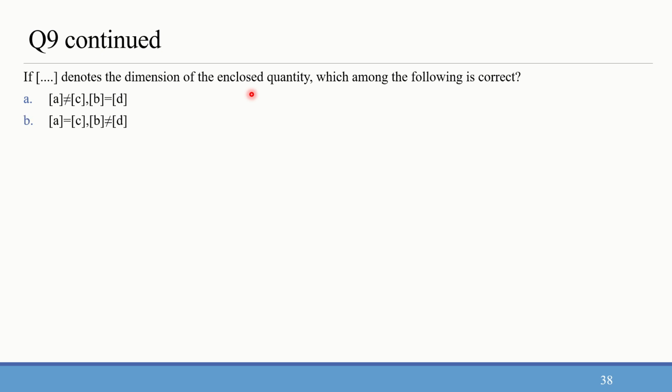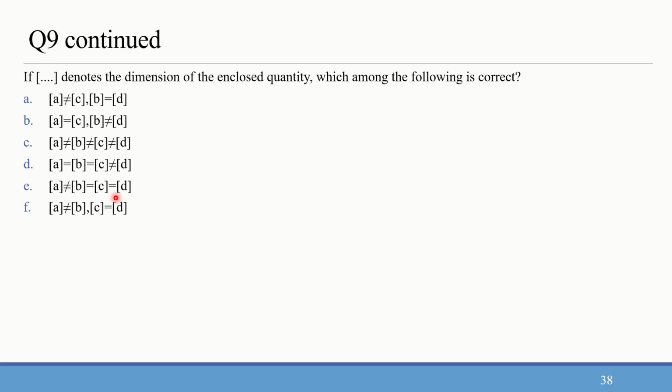Second one, A equal to C, B not equal to D. And for third one, it is A not equal to B not equal to C not equal to D. And option D, it is A equal to B equal to C and not equal to D. Option E, it is A not equal to B equal to C equal to D. And F, it is A not equal to B, C equal to D.